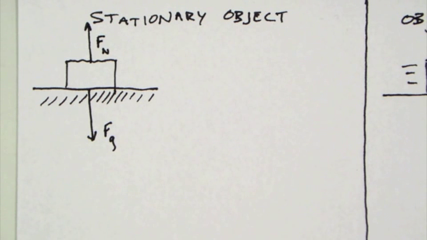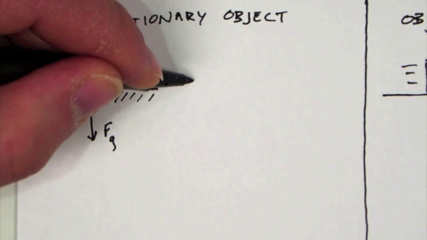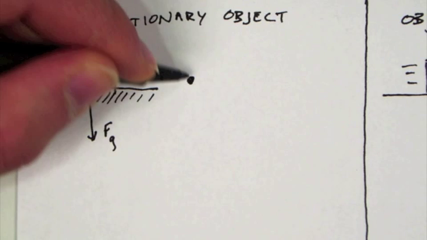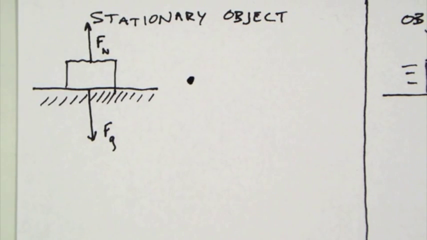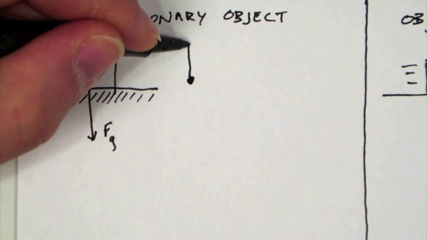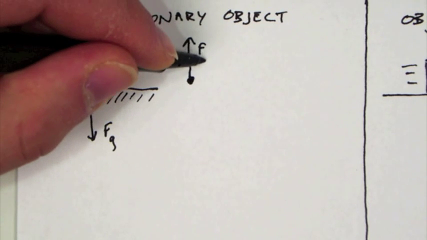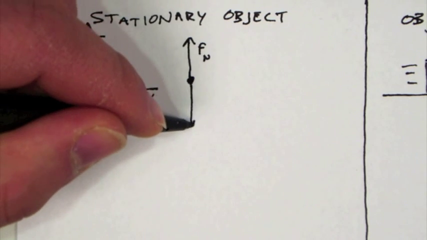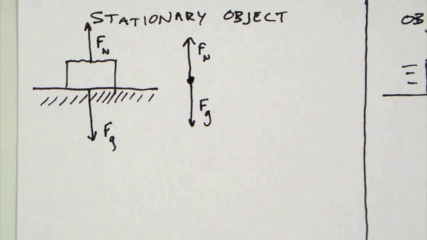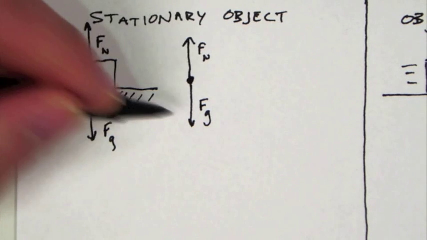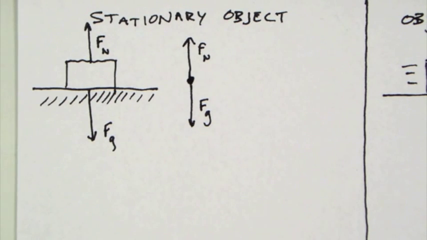Now, a lot of different situations will have different objects, and some of them are more complicated than others. This is pretty simple, but typically what we like to do is to represent our object with a dot, and that is what we call a free body. And then I just take those same forces that I had and attach them to the dot. So I've got my normal force and my weight pulling down.